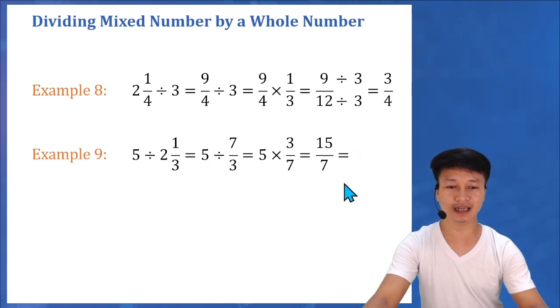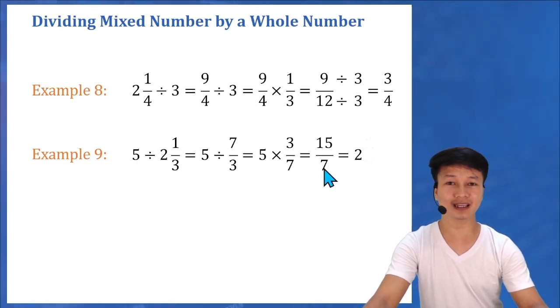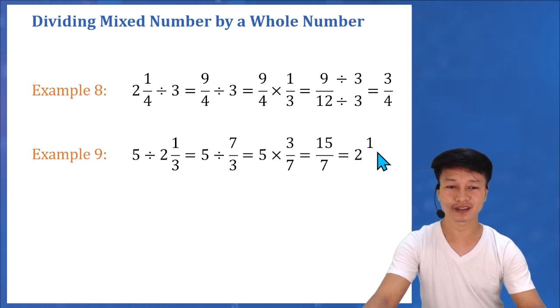So, tanungin nyo ulit sarili nyo, ilang 7 ang meron sa 15? Your answer is 2 because 2 times 7 is 14. So, 14 yung 2 times 7. Ilan na lang yung kulang para maging 15? Of course, that is 1. So, that is 1 over 7 yung fraction part niya. So the final quotient is 2 and 1 over 7.